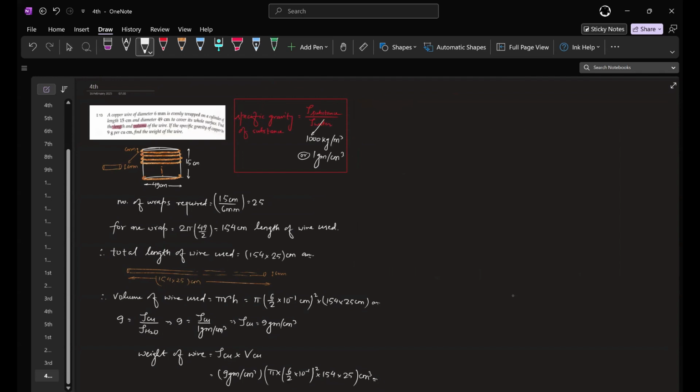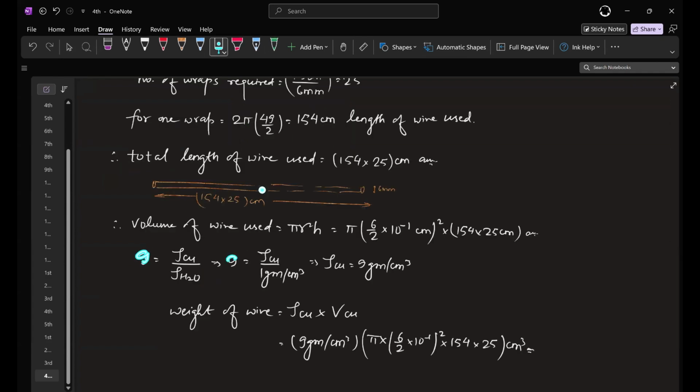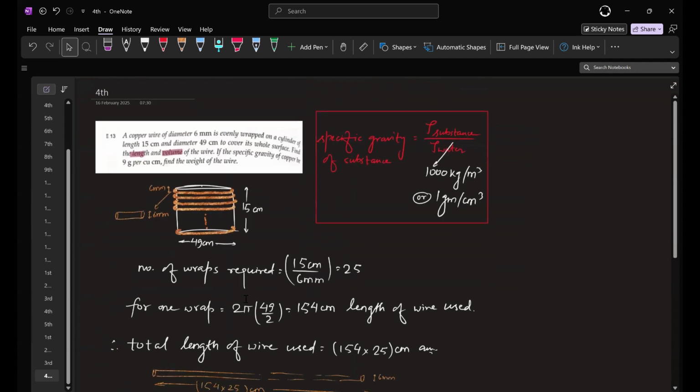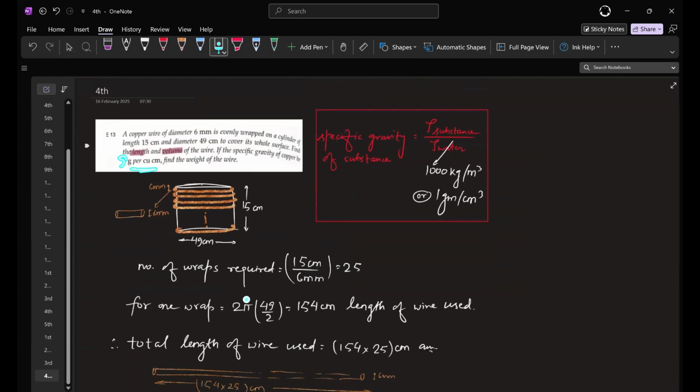What is that? G equals LCM? Like I can't read that. At the bottom, kind of near the top. Where is G? See, it is the volume of wire that was used, given for 9. Oh, it's a 9. Okay. 9 gram per cubic centimeter is the specific gravity of copper.